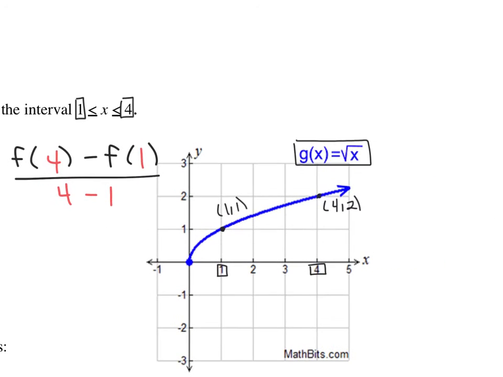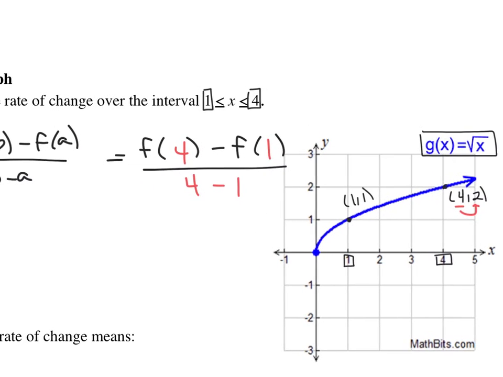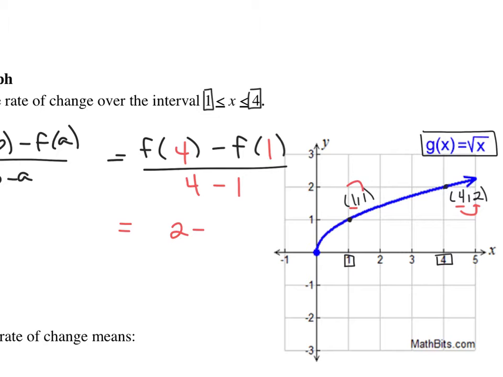So when I go to my graph and plug in 4, I get 2. When I plug in 1, I get 1. All over 4 minus 1. 2 minus 1 is 1. 4 minus 1 is 3. So my rate of change is 1/3.